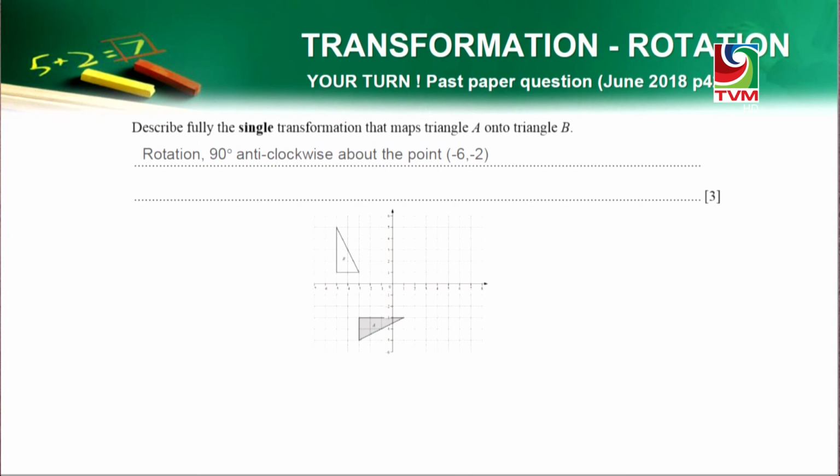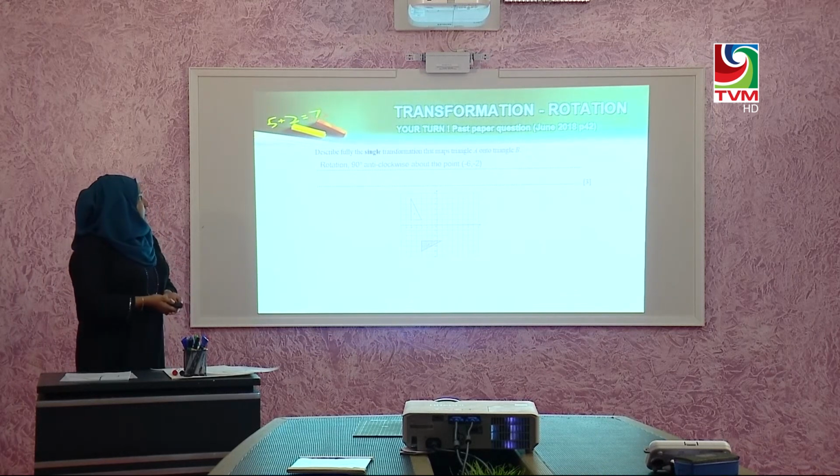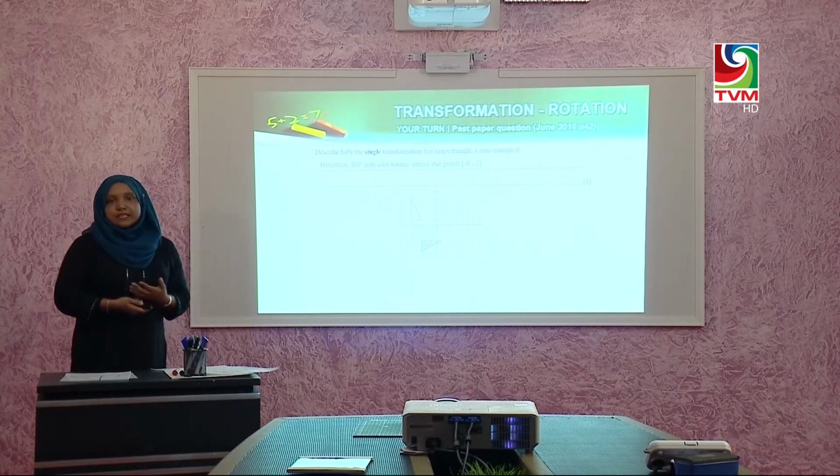If it is a 180 degree rotation, even if you don't mention the direction of rotation, you get 3 marks, because in a 180-degree rotation, whether you are rotating it clockwise or anti-clockwise, the object will end up in the same position. So it's fine if you don't mention the direction also. And if the rotation is 180 degrees, you get 1 mark for writing the word rotation, 1 mark for writing the angle, and 1 mark for writing the center of rotation.